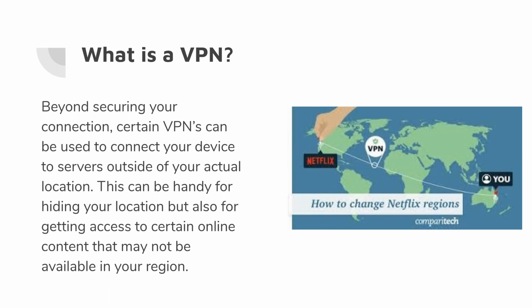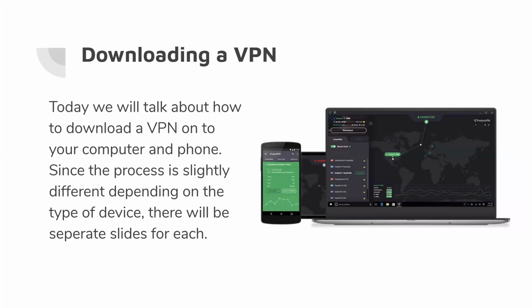So if you're in Canada and are trying to get access to US content, it won't let you. But if you have a VPN, you'll be able to access content that's restricted in your country and available in other parts of the world. When downloading a VPN on your computer or phone, this process is slightly different depending on the type of device. So we will be explaining them, and there'll be a separate set of slides for each.